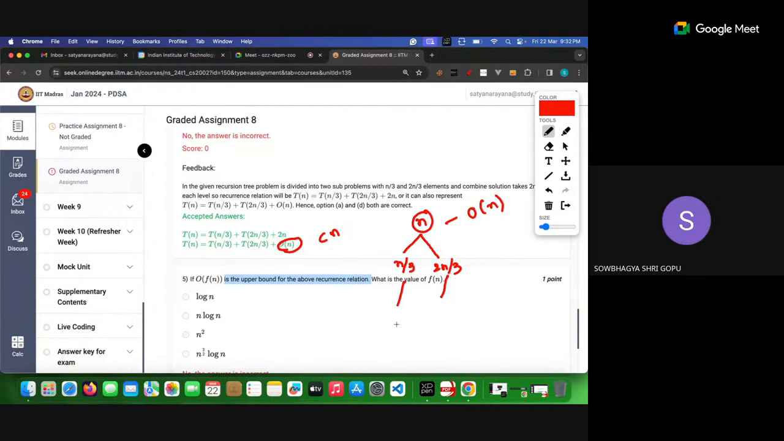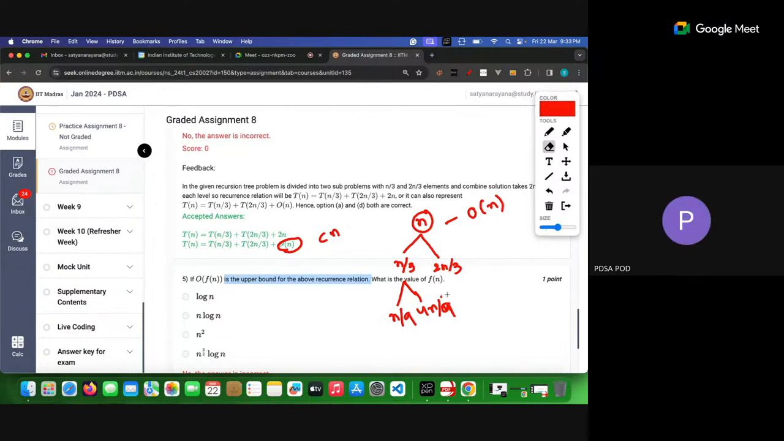N by 3 is going for two levels. N by 9, 2n by 9. No, on the right it will be 4 by 9. Yes, n by 9 is right. Then you get 4n by 9.